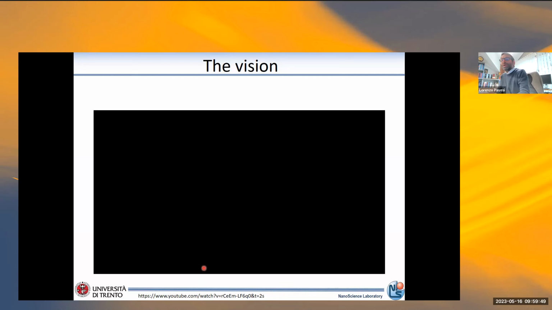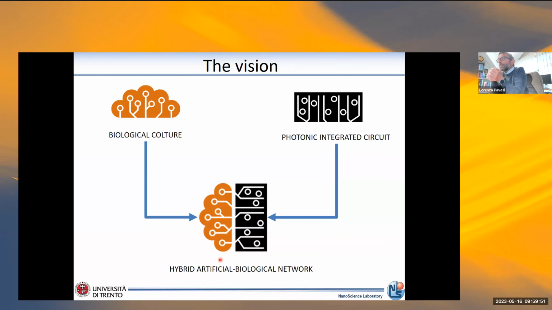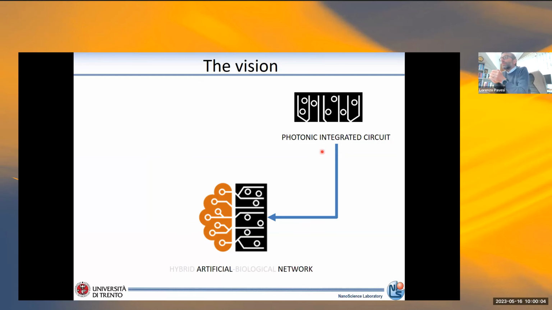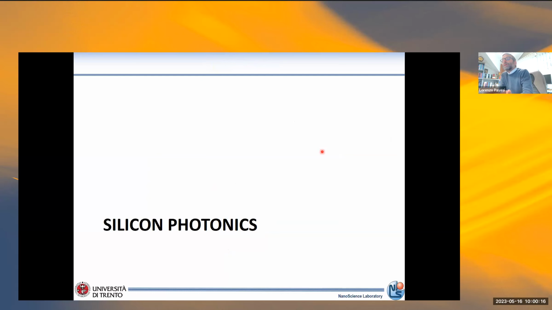Essentially, the idea why we want to make this hybrid artificial biological network is because we want to make both worlds compute together. So let me start with the first ingredient in this vision, the development of an artificial network that is based on a photonic integrated circuit. The platform that we are using is silicon photonics.